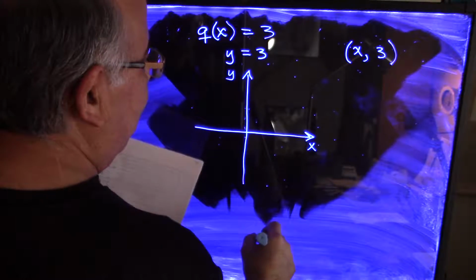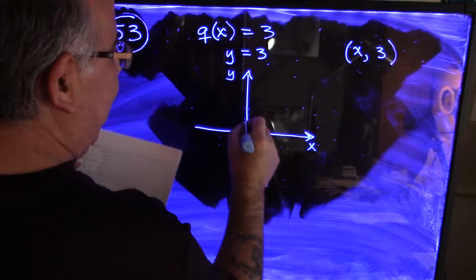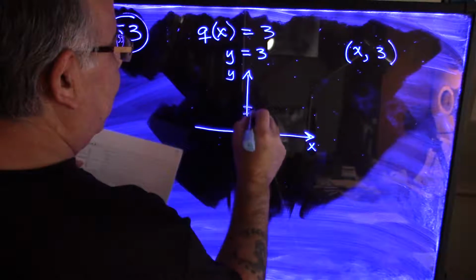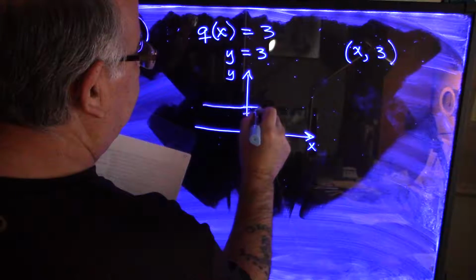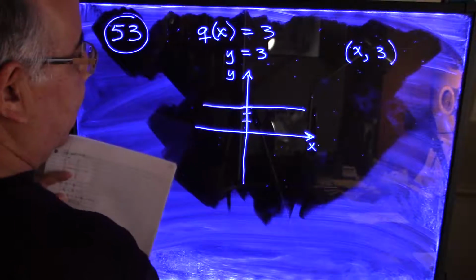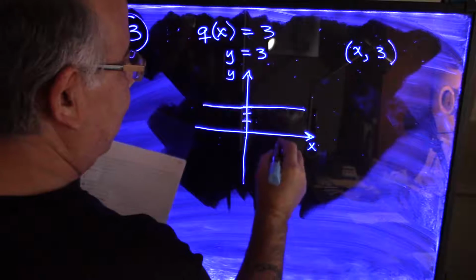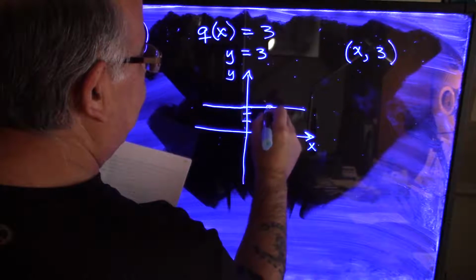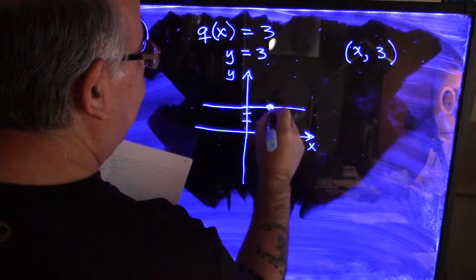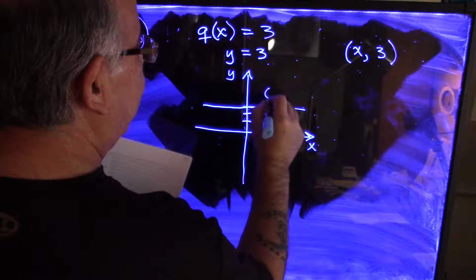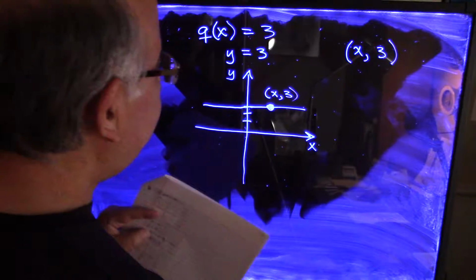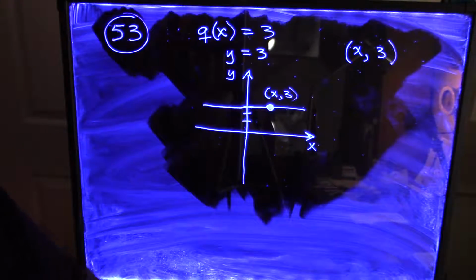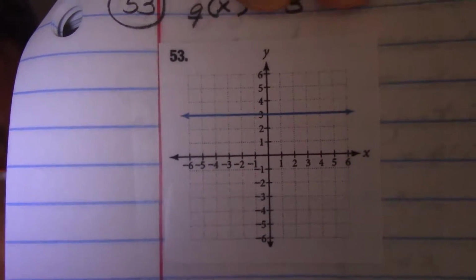Okay, so you find y equals 3 on the y-axis. 1, 2, 3. Draw a horizontal line through that. And there you go. That's it. Y equals 3. So any point on that line has the coordinates x and 3. And there's your book's answer, which is what we expected.